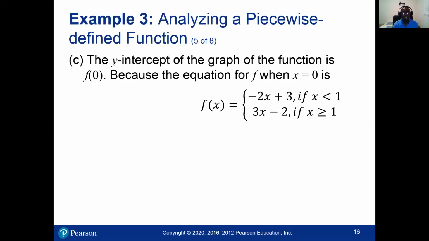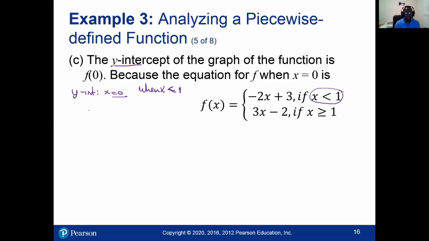Now let's find the y-intercept. Don't forget for y-intercept, we set x to 0. Now x is 0 when that belongs to this part of the domain, it's for when x is less than 1. And so therefore we use the top part.